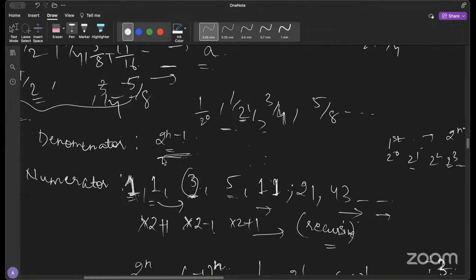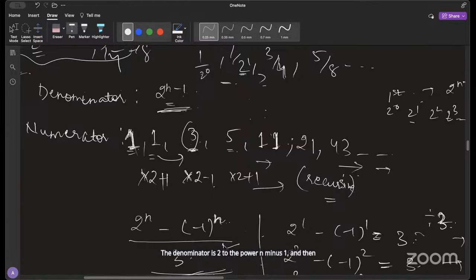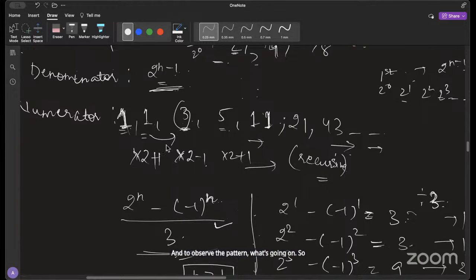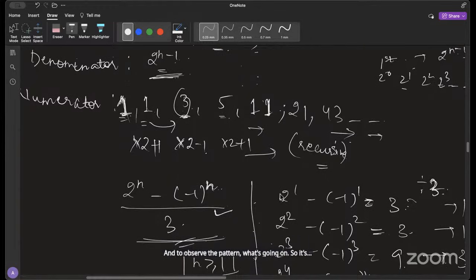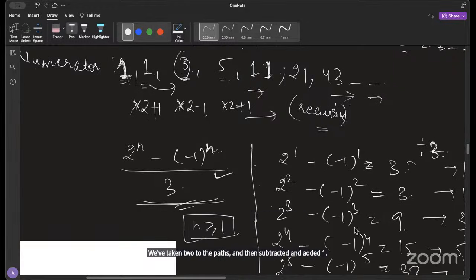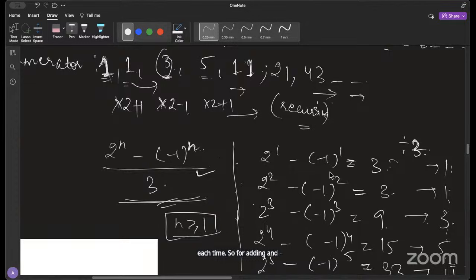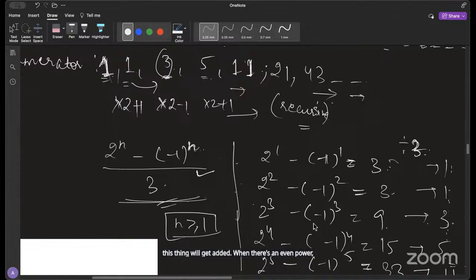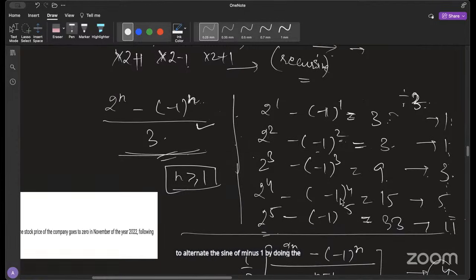The denominator is 2 to the power n minus 1, and then let's try to observe the pattern of what's going on. We've taken 2 to the powers and then subtracted and added 1 each time. For adding and subtracting alternatively, we're doing minus 1 to the power n. So when there's an odd power, this thing will get added. When there's an even power, this thing will get subtracted. That's why we're alternating this. To alternate the sign, we're using the powers of minus 1.